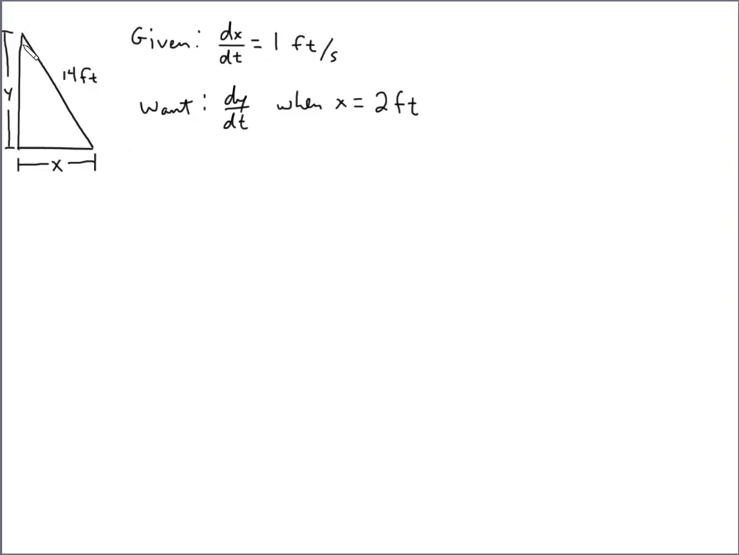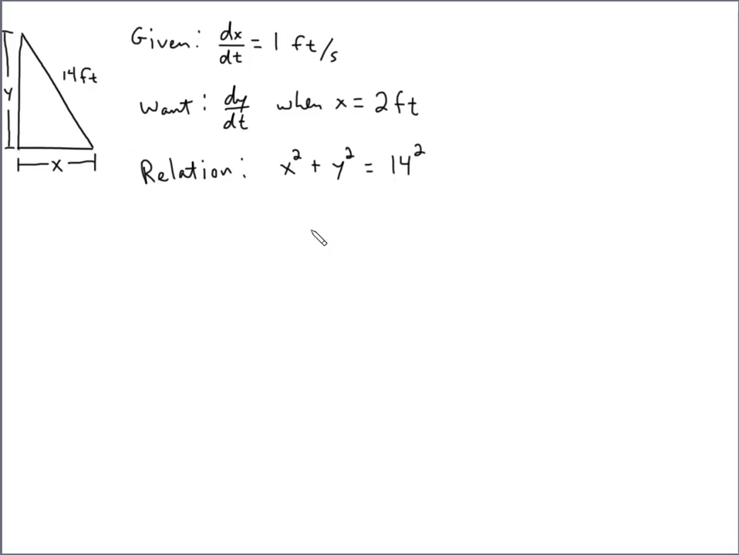They're asking us how fast is the top of the ladder sliding down when x is 2 feet away. So that's what we want: the rate of change of y when x is 2. The next step is to figure out the relationship between these two quantities, x and y, and 14 as well. That's why these are called related rates. Quantities are related to each other. As we can see, that's a right triangle, so the relationship is the Pythagorean theorem: x squared plus y squared is equal to 14 squared.